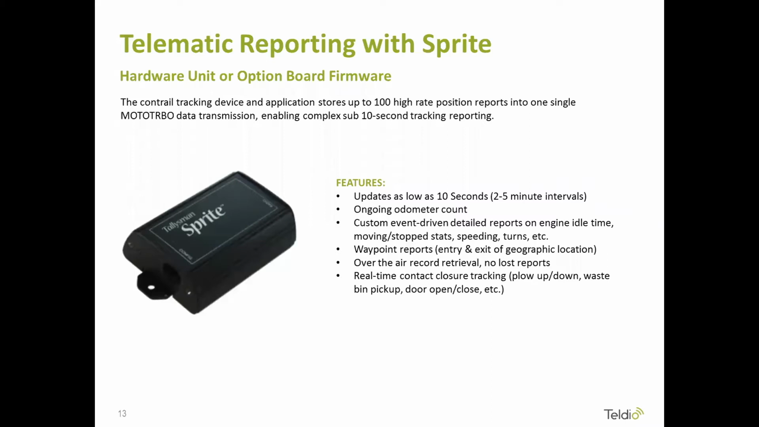It also has IOs built into it, so you can track things like plow up, plow down, lights on or off, if the stop arm is out on a school bus, things like that. The other thing is it also has store and forward. So if you have vehicles that for some reason can't send a GPS update, it will store that and send it on the next successful one. Or if you have vehicles that are going outside of the radio coverage area, it can hold that data for up to a month outside the network and then send it all when it gets back into the network. And again, we can do that with the hardware of the Sprite or on the option board.